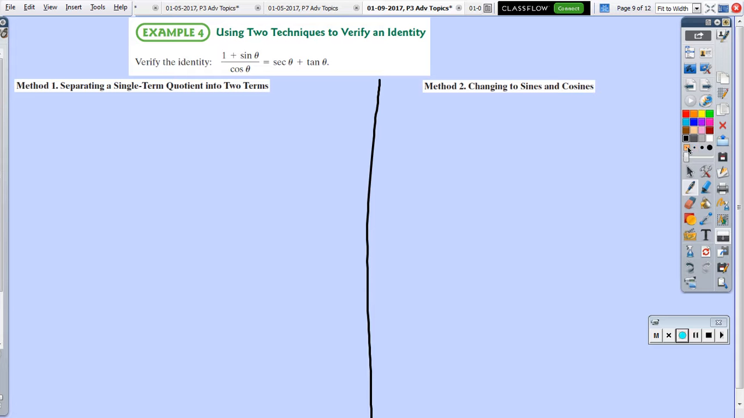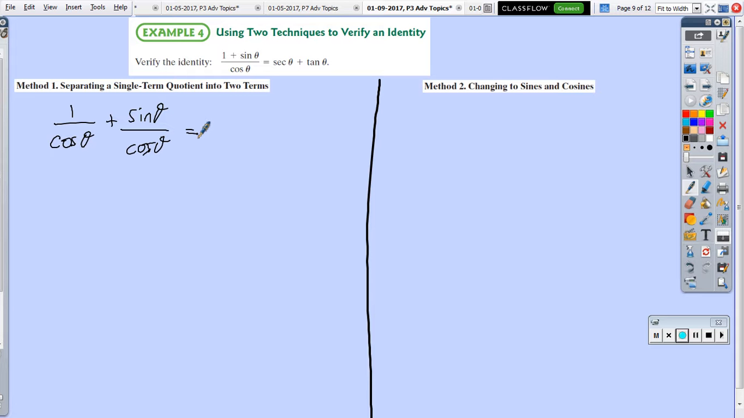Does that say sine of 0 or sine of theta? It's 1 plus sine theta over cosine theta equals secant theta plus tan theta. So the given is this. Method 1 is a hint that it's separating a single term quotient into 2 terms. So if we separate this into 2 terms, we have 1 over the cosine of theta plus the sine of theta over the cosine of theta. We're allowed to do that. Equals the right hand side.